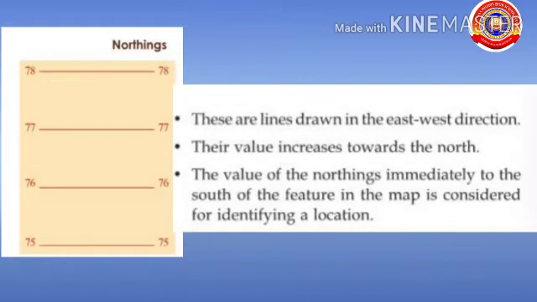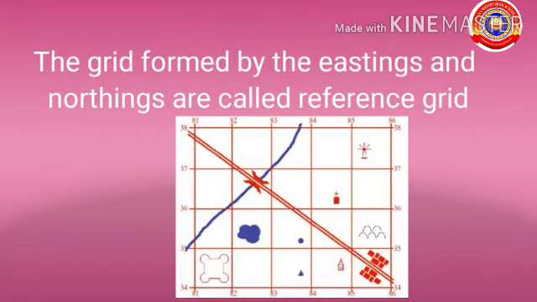Next, northings. These are lines drawn in the east-west direction. Their value increases towards the north. The value of the northings immediately to the south of the feature in the map is considered for identifying a location. The grid formed by the eastings and northings are called reference grid.